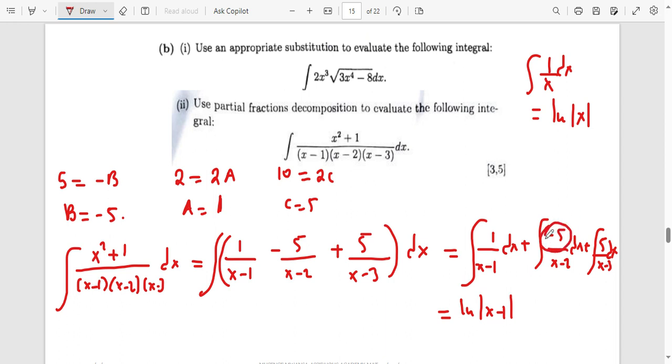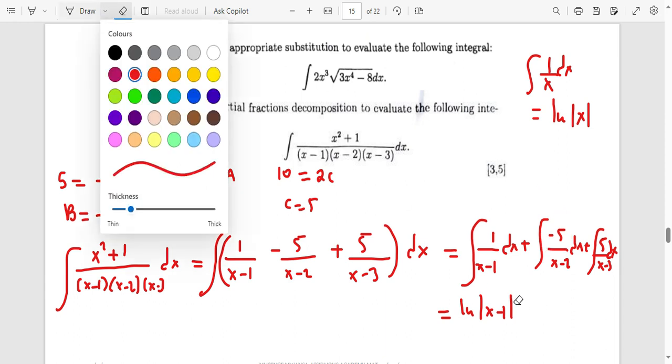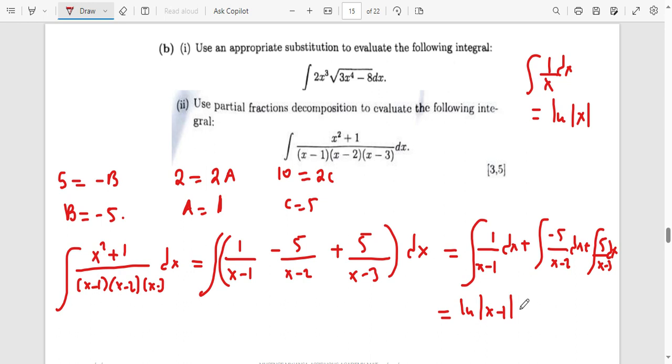Now for this guy here, I'll first remove the negative 5 from the top. I'll factorize out the negative 5, and then we remain with 1 over x minus 2. Now we find this integral, and then it will be the natural log of x minus 2. And then plus, we have got the integral of 5 over x minus 3. Factorize out a 5, remain with 1 over x minus 3. So that will be just the natural log of x minus 3. At the end, just add a constant c. So that is how you find the integral for such an expression.